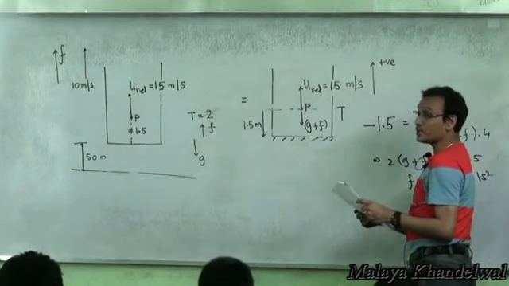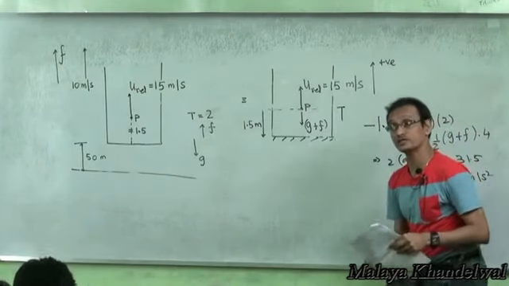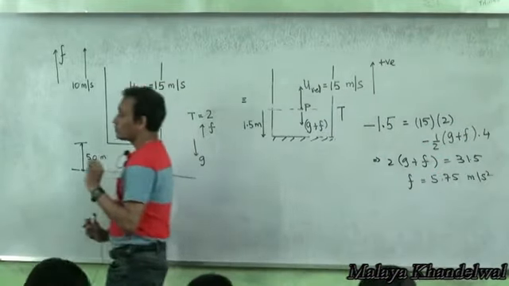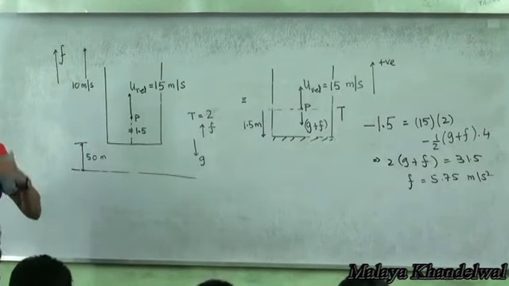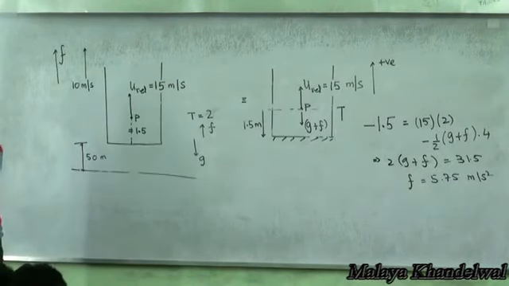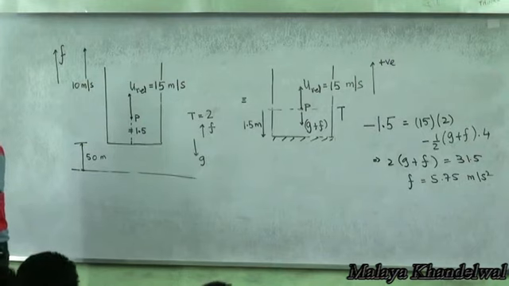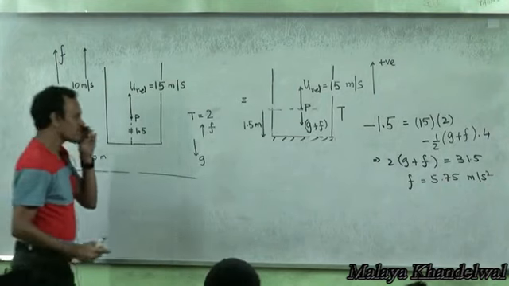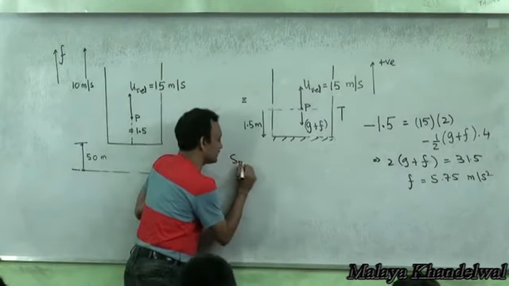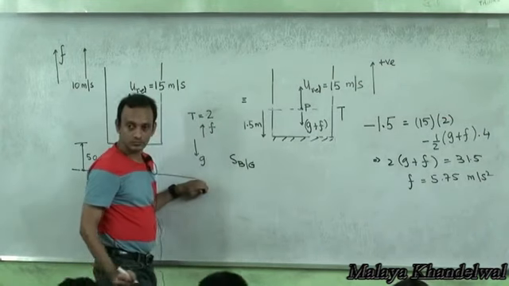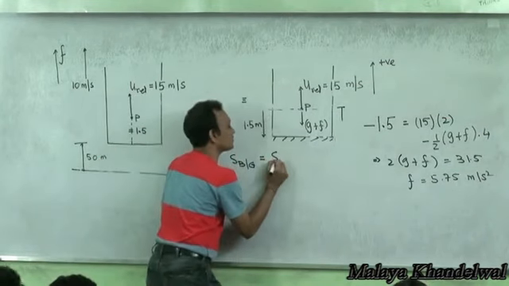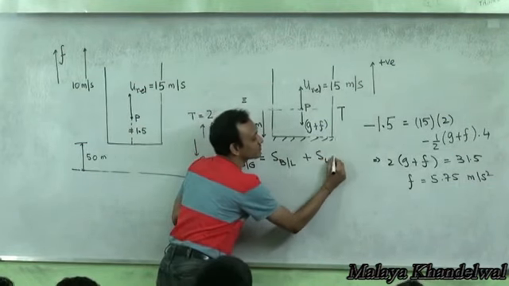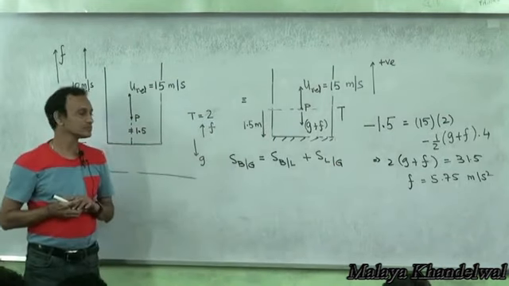Find the displacement of the bullet relative to the ground in 2 seconds. Displacement of the bullet relative to the ground would be the displacement of the bullet relative to the lift plus the displacement of the lift with respect to the ground. Yes or no? It is the algebraic sum of the two. Right?